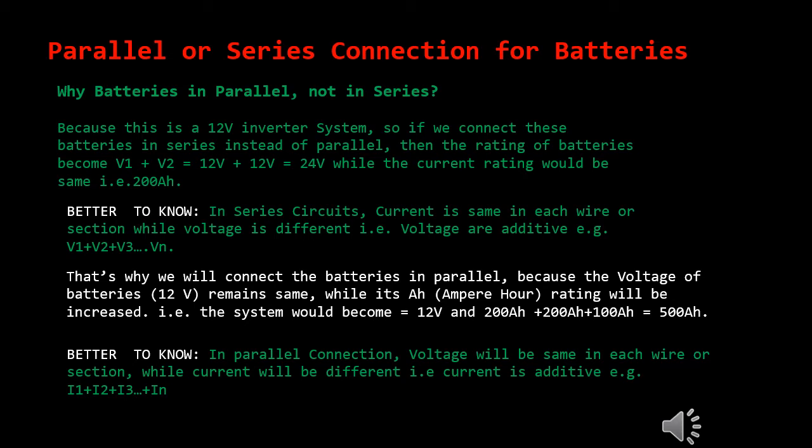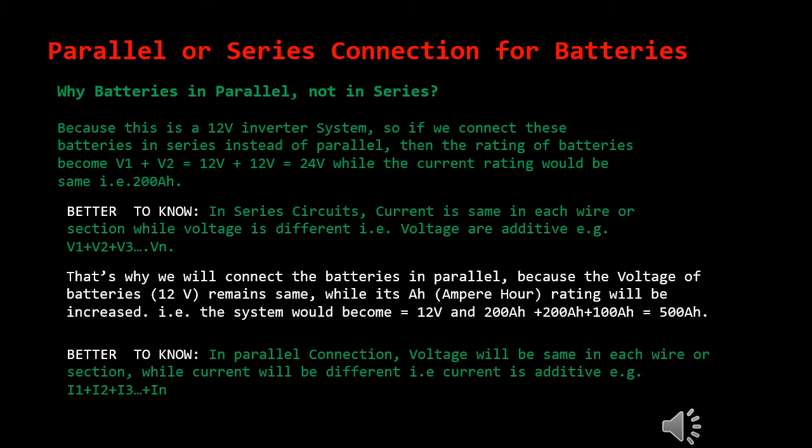Better to know, in a series circuit, current is the same in each wire or section, while voltage is different. That is, voltages are additive: V1 plus V2 plus V3 is equal to Vn. That's why we will connect the batteries in parallel. Because the battery voltage of 12 remains the same, while the amp-hour rating will increase.